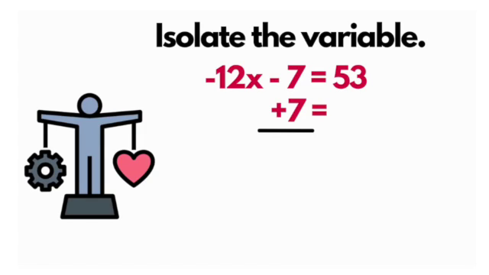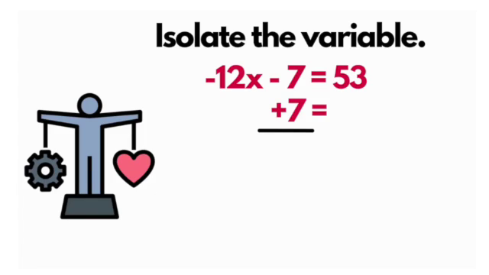Isolate means take that variable and make it sit by itself, so we have x on one side and the value on the other side. So what we need to do that is we need to use inverses and opposite relationships to figure this out. So negative 12x, x is attached to negative 12, so let's get rid of the integer negative 7 first.